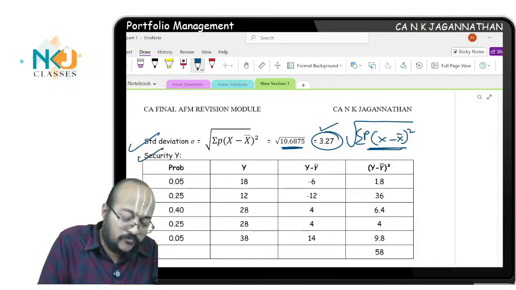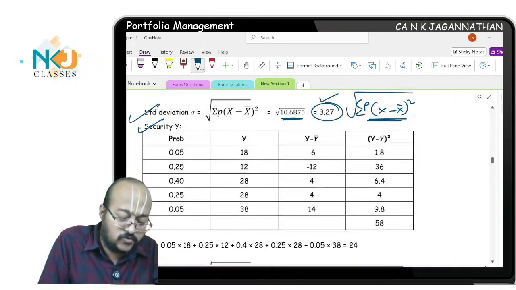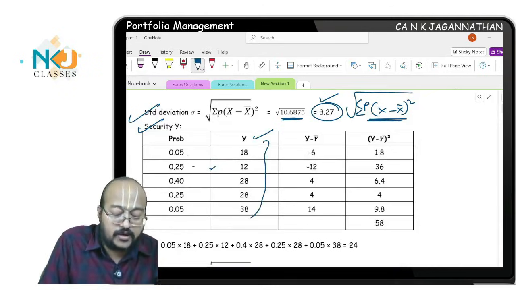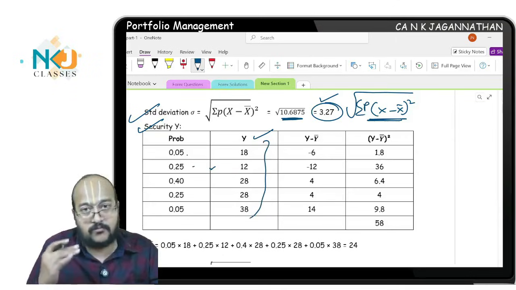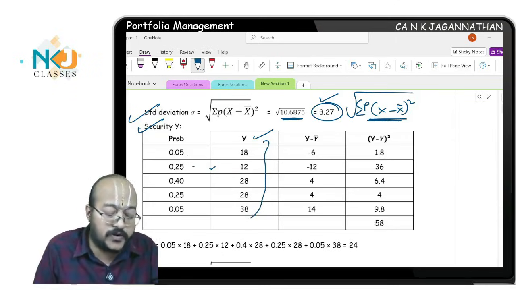Next, again, security Y. Please go through the same computation. I don't want to again and again discuss here. Now, what you will do? Quickly tell me how you find x bar. 0.05 into 18 plus 0.25 into 12 plus 0.4 into 28. Like this, every year you will find out the mean return x bar.